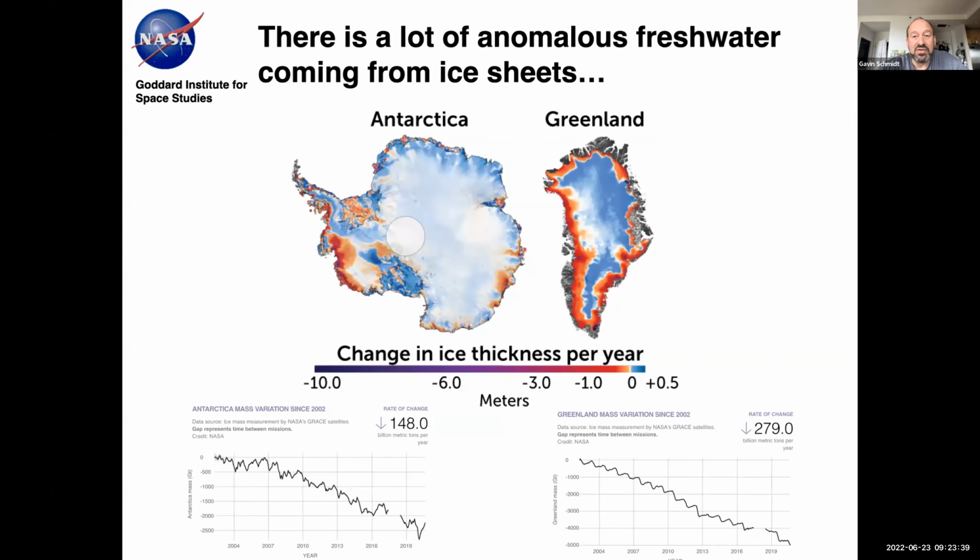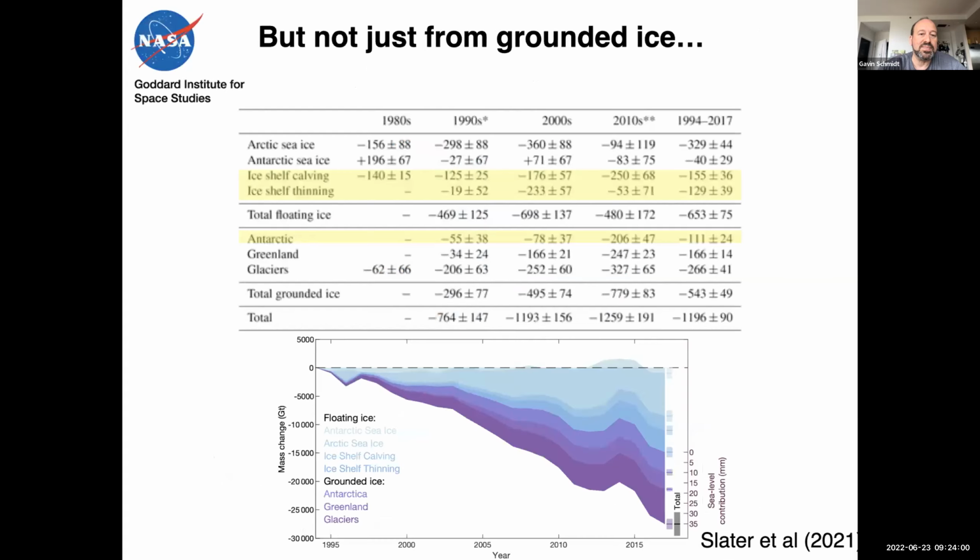We know that there is anomalous fresh water coming from the ice sheets. So we can measure, this is from gravity measurements from GRACE and GRACE Follow-On, that Antarctica is losing about 150 billion metric tons of ice a year. Greenland is losing about 280 gigatons of ice. And that water is, of course, going into the ocean.